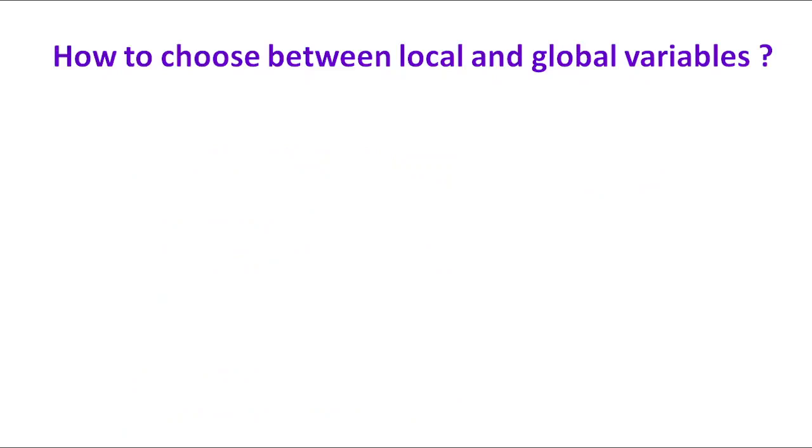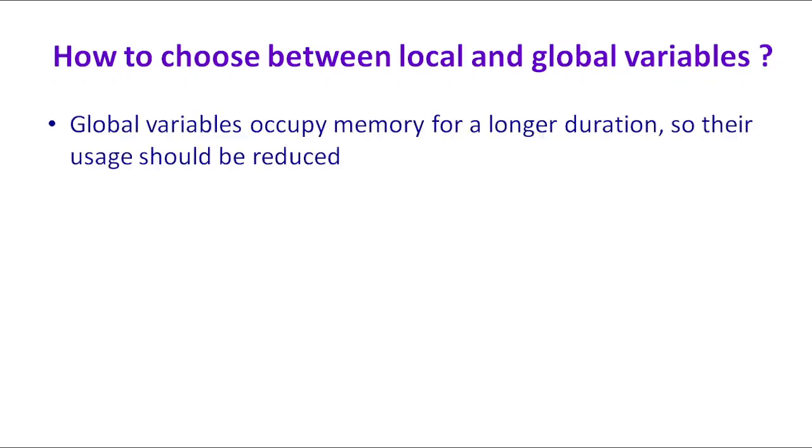Having understood the differences between local variables and global variables, the important point is how to choose between them and which one should we prefer while writing programs. Because global variables are accessible from the entire program, it is easier to write programs using global variables, but global variables occupy memory for a longer period, so we should restrict their usage in our programs. Only when it is essential, we should make use of global variables.